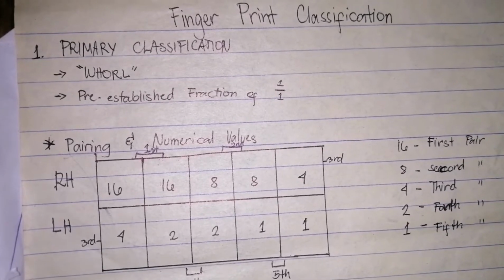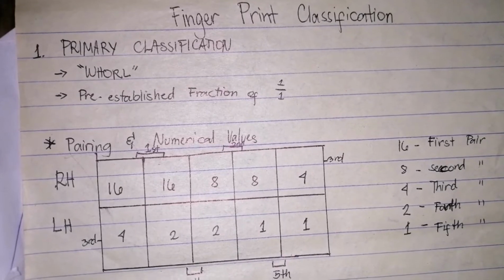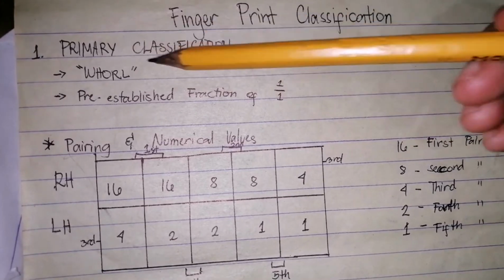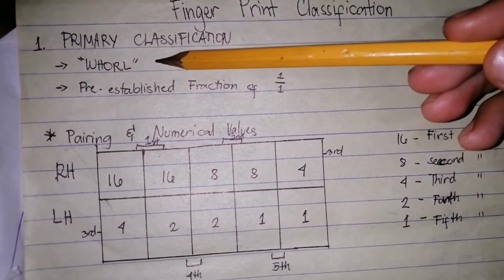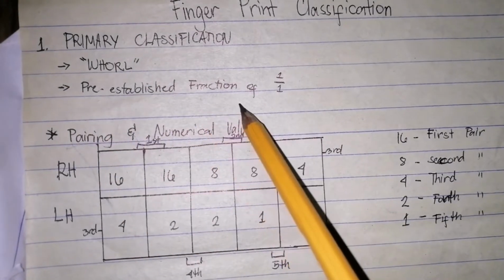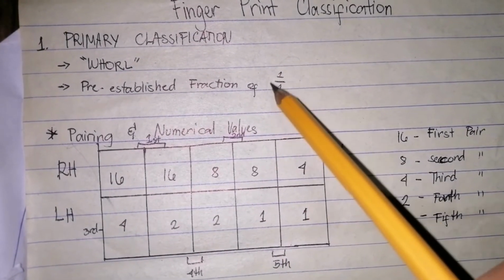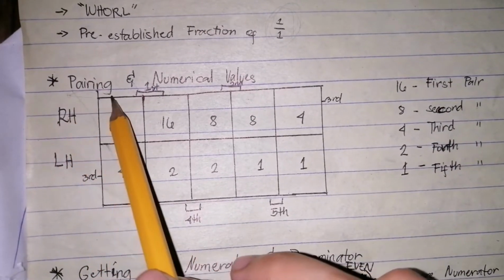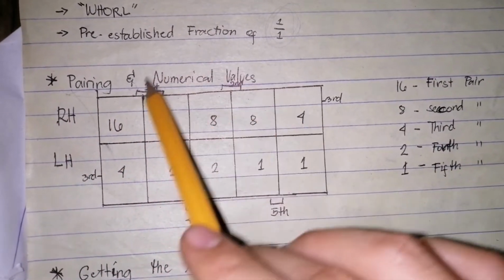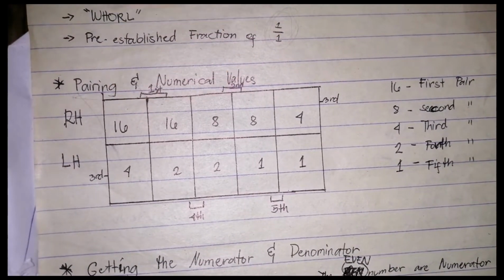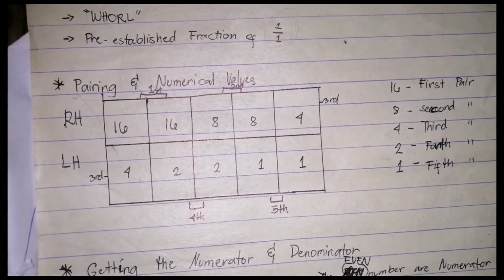In the fingerprint classification, primary classification is the first classification we are going to discuss. Primary classification focuses on whorl, and whorl only. There is a pre-established number fraction of 1:1. This is constant. First, we will pair the fingers and find the numerical values of each.